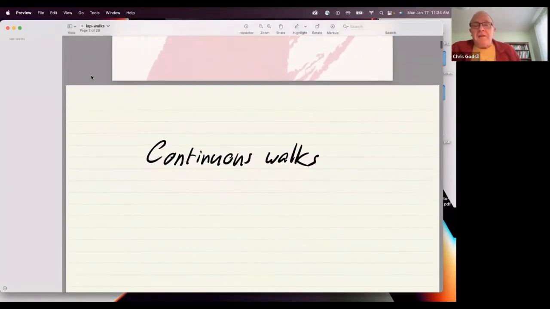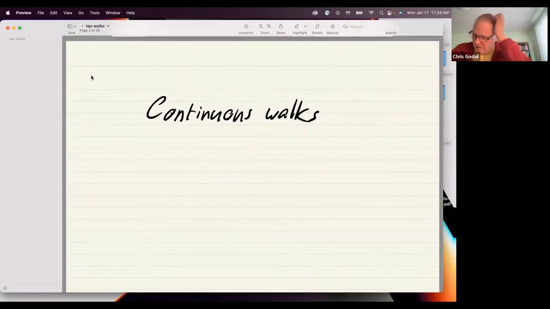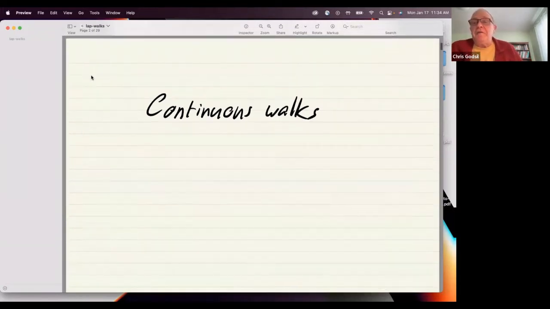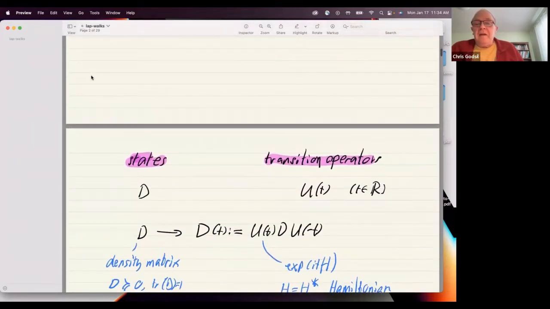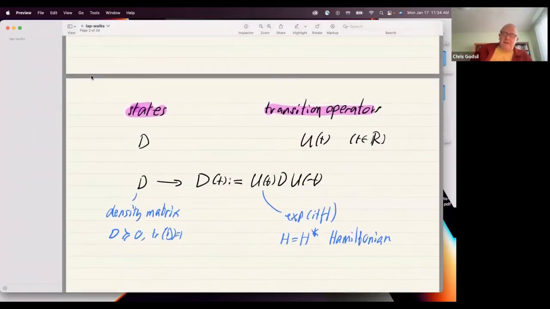So we're going to talk about Laplacian states. Now, I'm talking about continuous quantum walks, and so I'm going to give a two-frame review of continuous quantum walks. So a continuous quantum walk, you have basically two sets of things. You've got states, which are given by matrices, and you've got some transition operators, which are given by a family of unitary matrices. So they depend on time, U of t. Now, the way the walk is set up is if the state of the system is D, then at time t, the state is given by U(t) D U(-t). Okay, so that tells you how the states change.